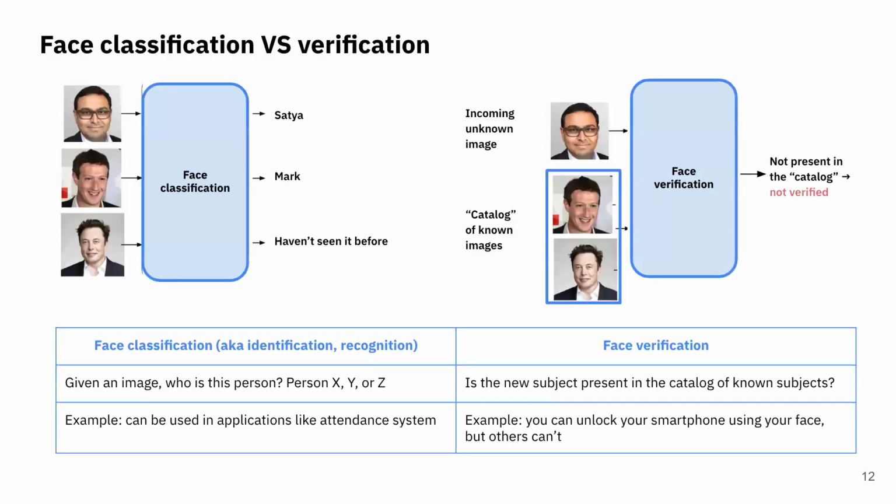So if we look at this, we have 2 different tasks. For face classification, the model will get thousands or even millions of images and perform classification, assigning a label to a particular image. Face verification is a different thing. We have a new unknown image, and the model should compare this image with some database or catalog of images and say, is this image present in the catalog or not? Do we verify it or not? So the main difference of this homework compared to the previous one is that you will have 2 separate tasks, but they're related too.